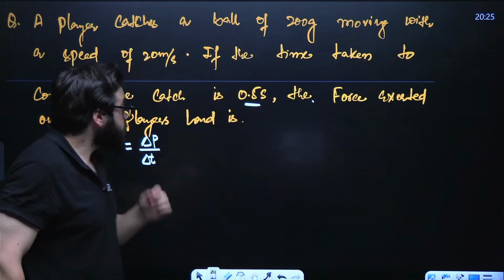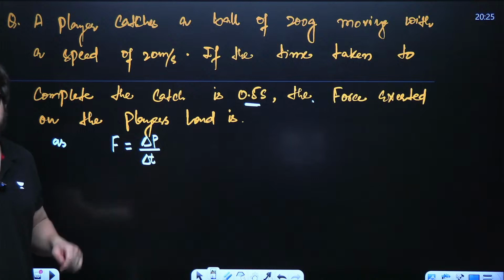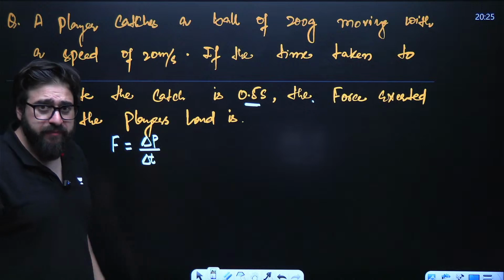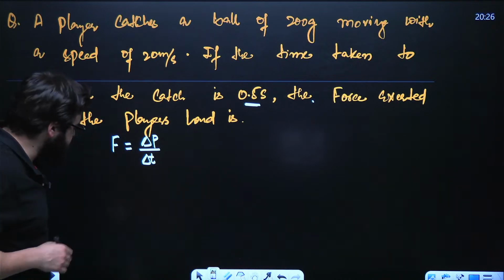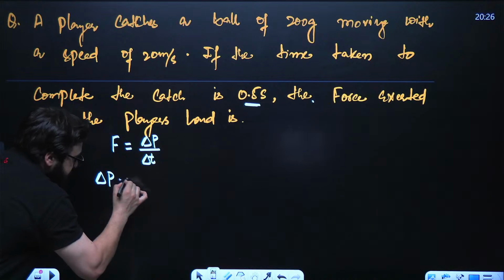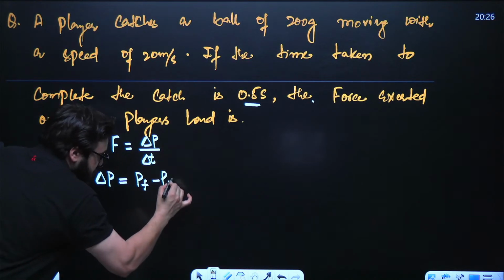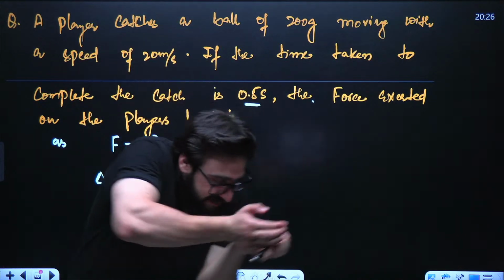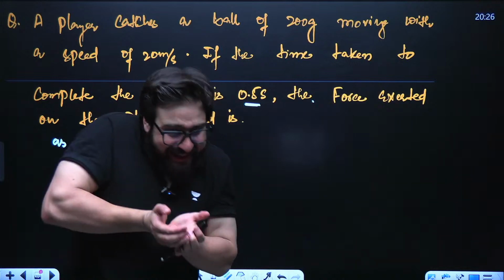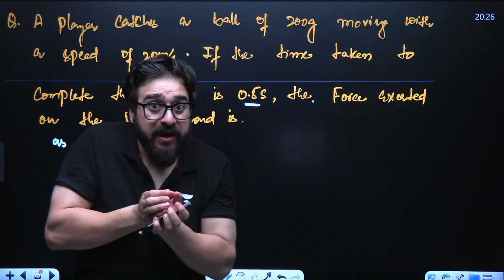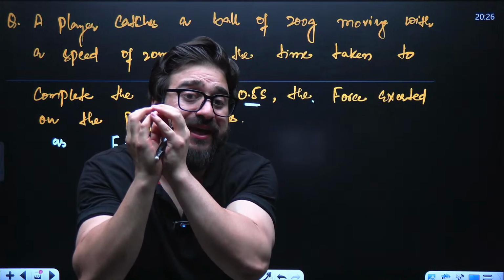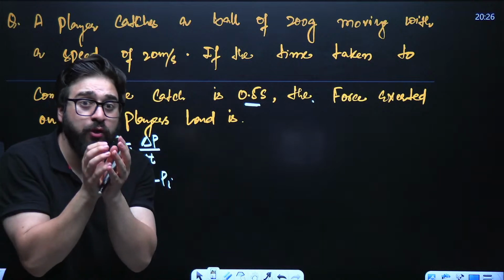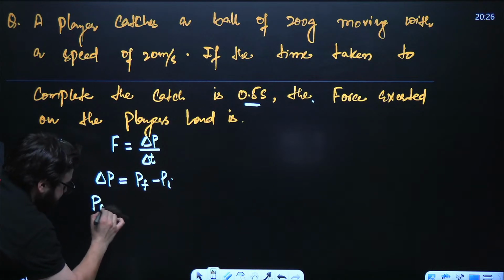F is equal to delta P divided by delta T. What is delta P? Change in momentum. How to find the change in momentum in this case? Delta P is simply P final minus P initial. The ball is coming, and finally we have taken the catch. When we take the catch, the ball comes to rest, so the velocity of the ball becomes 0. If velocity of the ball becomes 0, I can simply say final momentum will be 0.